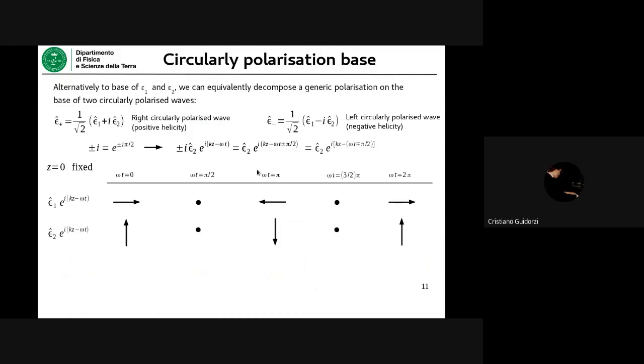Now, let's do the same game with epsilon 2. So the very same, so you see immediately that the only thing that changes is just the unity vector. Here, you multiply the same scalar by a different unity vector, which is directed vertically, because it's along the y-axis. But now, for example, let's focus on this guy here, epsilon minus, so the left circularly polarized unity vector.